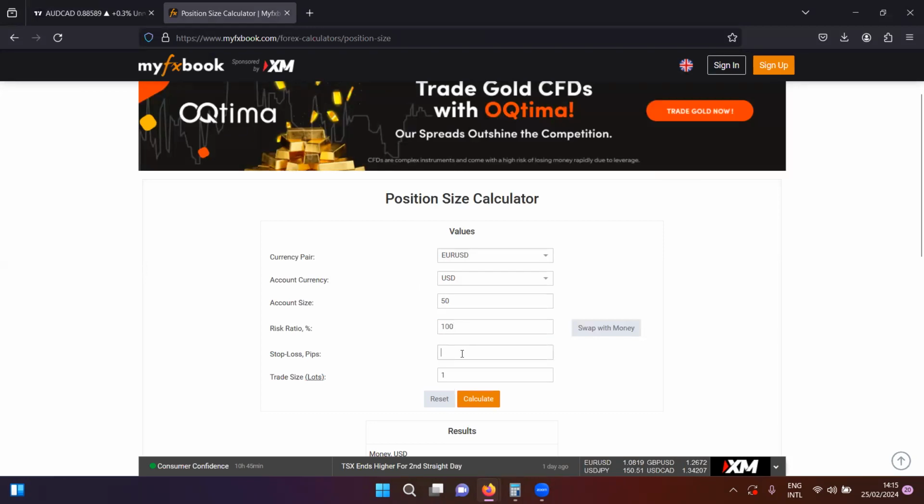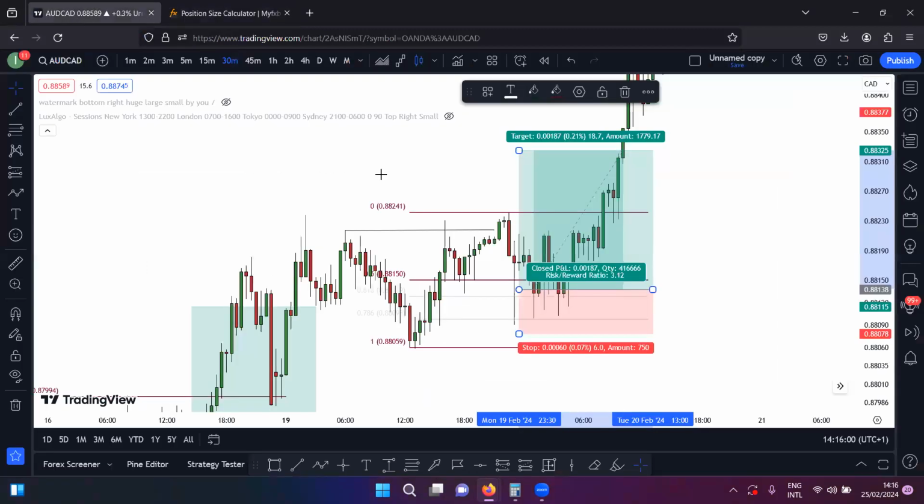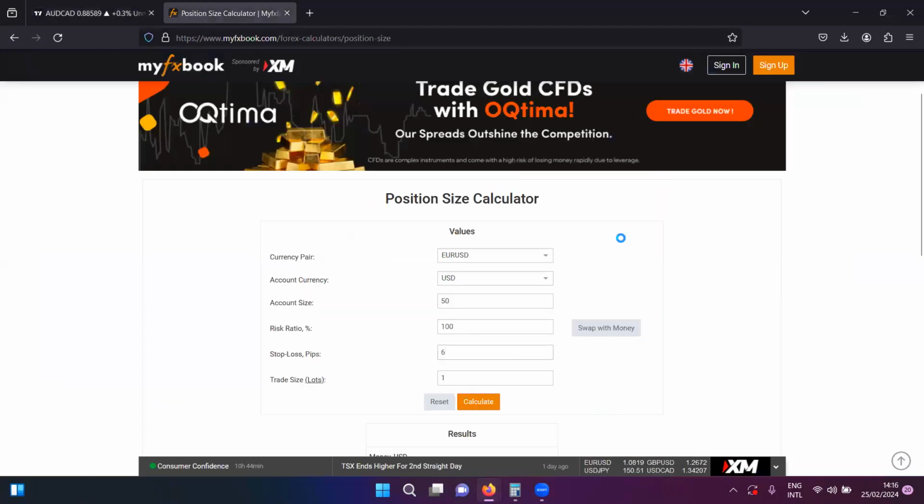Your stop loss is 6, and trade size lots is 1. Don't forget your currency pair. The currency pair that we are trading in this case is AUD/CAD, as you can see right there. So we come to our position size calculator and then we click on AUD/CAD.